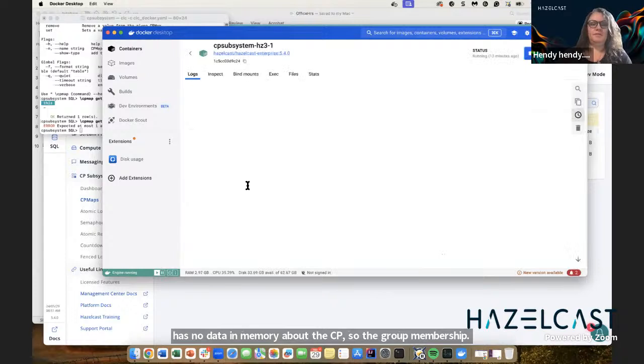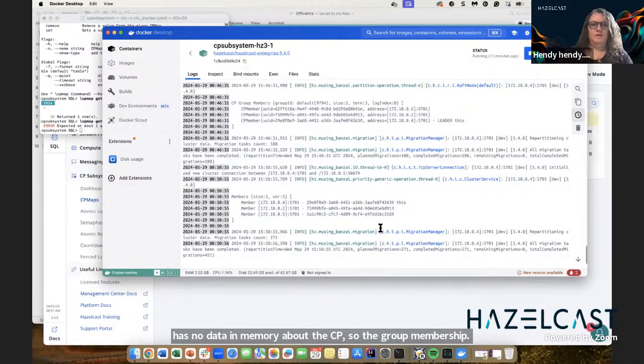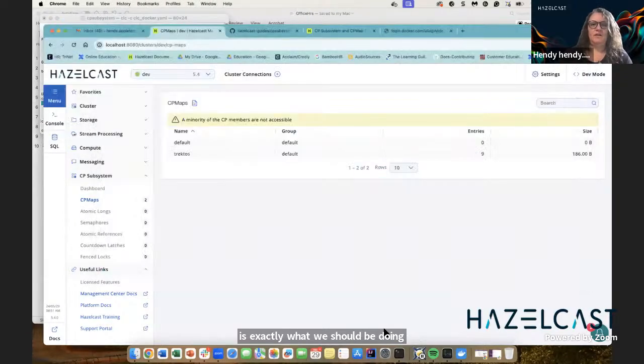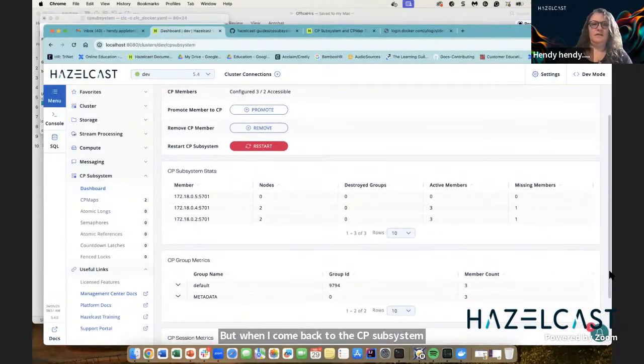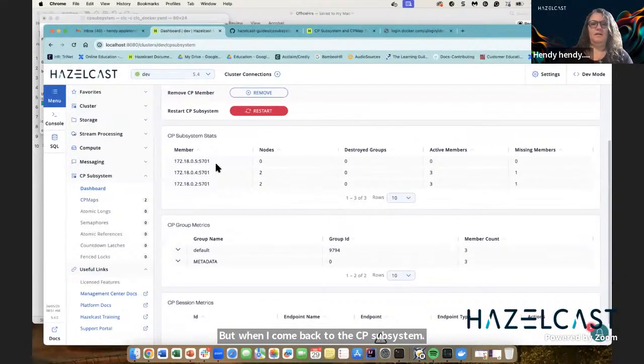So let it come back up. We'll watch. So the cluster came back up. I now have cluster members of 3. We've done some partition migration, which is exactly what we should be doing. But when I come back to the CP subsystem, you'll see that this member comes back and he doesn't have any data in memory. We didn't configure persistence. When he rebooted, it knew about the CP subsystem, but this group member didn't retain any information about its group membership.